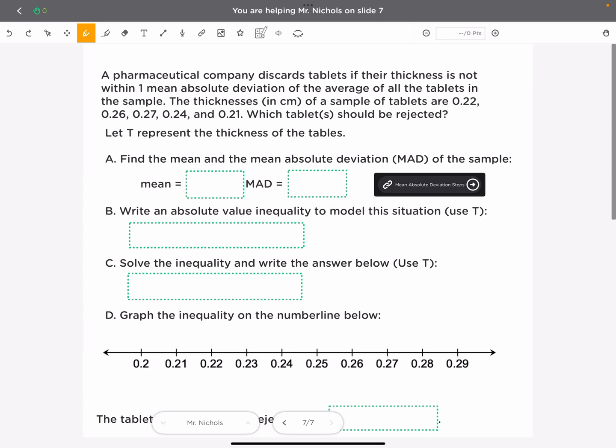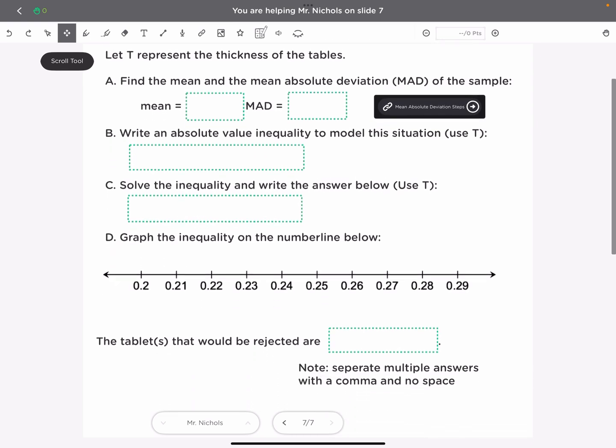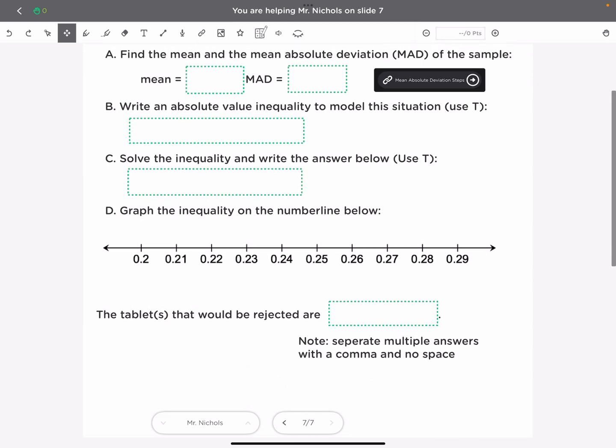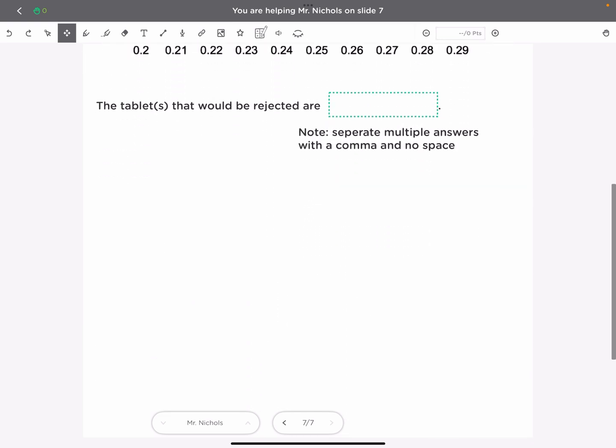So part A, we're told that a pharmaceutical company discards tablets if their thickness is not within one mean absolute deviation of the average of all the tablets in the sample. The thickness in centimeters of each sample are 0.22, 0.26, 0.27, 0.24, 0.21. Which tablet should be rejected? So the mean and the MAD. Let's start with finding the mean.